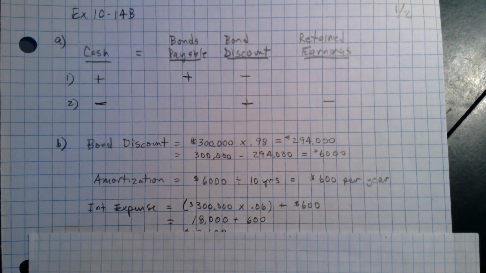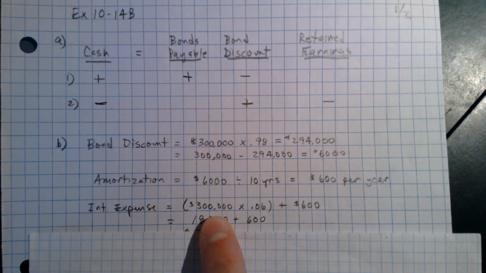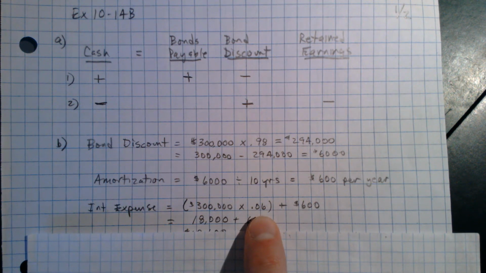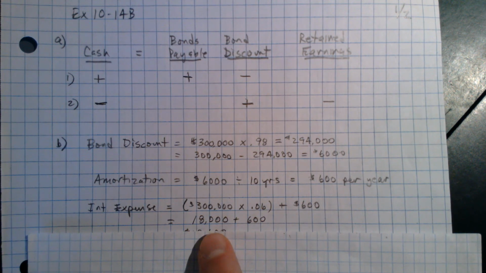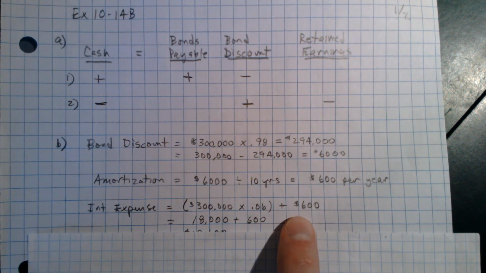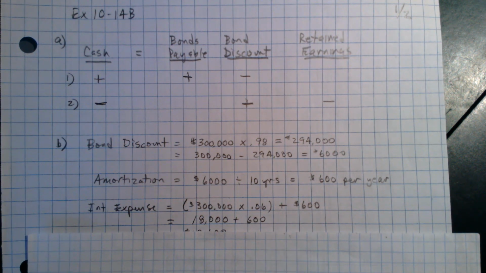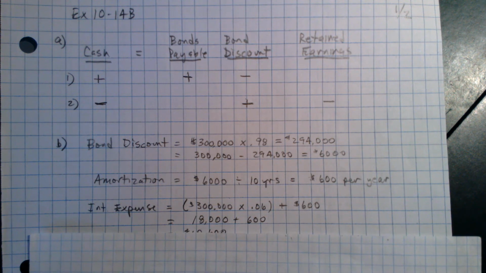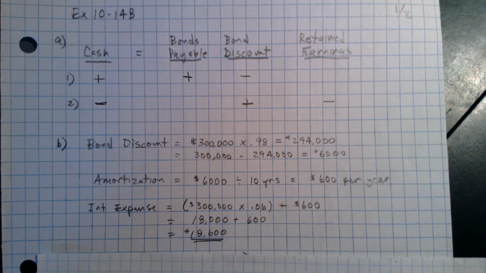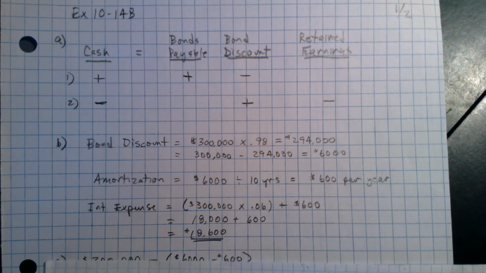So the interest expense is going to be what I pay. And I'm always going to pay interest based on the face value of the bond, regardless of whether I get more or less money for it, and the interest rate on the bond. This is annual, so I don't need to multiply by 12 over 12, but I could. So 300,000 times 0.06 is 18,000 plus the $600 amortization. So I'm going to add the impact of amortizing the bond discount to my interest. If this were a premium, it would go the other way. I would subtract it. So I end up with annual interest expense of $18,600.